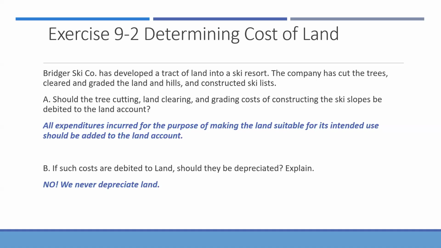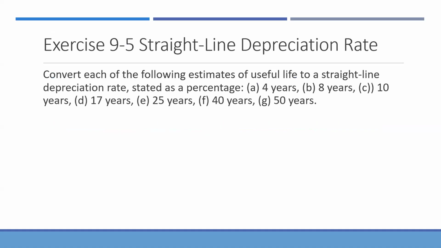And then building a ski lift would be construction in progress, and then buildings or equipment or land improvements or whatever they want to call it, and then depreciated over the useful life of the ski lift. And pouring the concrete for the ski lift would be a part of the ski lift, not a part of the land. But actually preparing the land to be ready would be debited to the land account initially when they start.